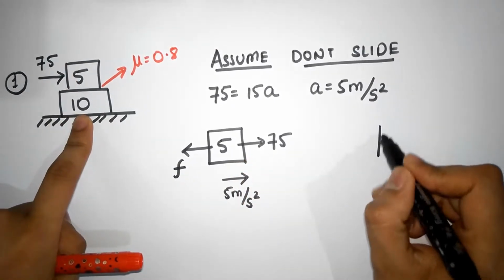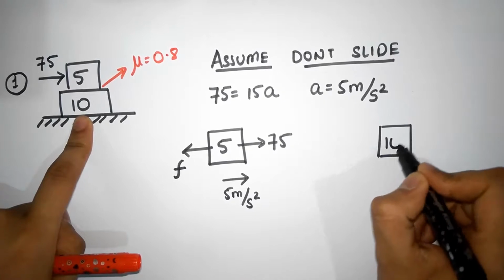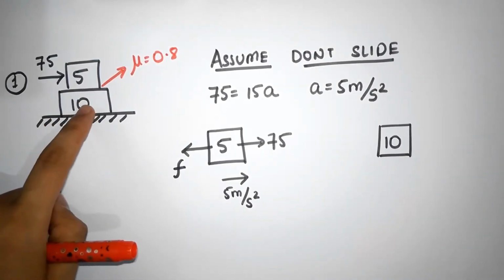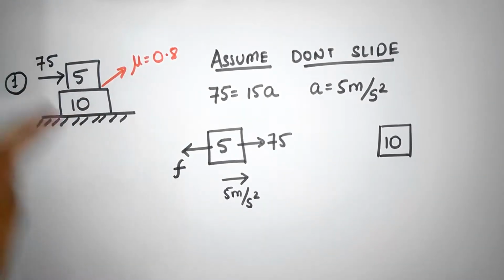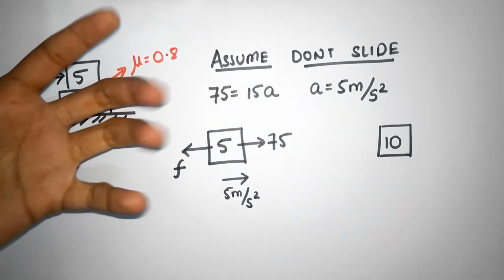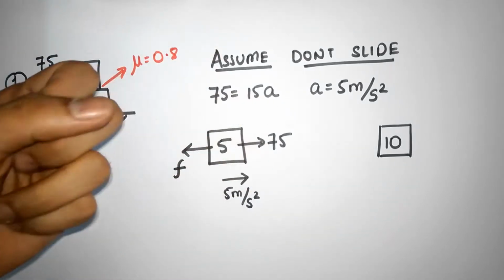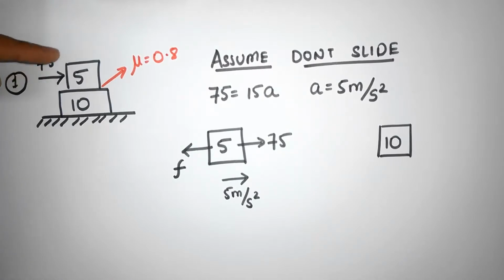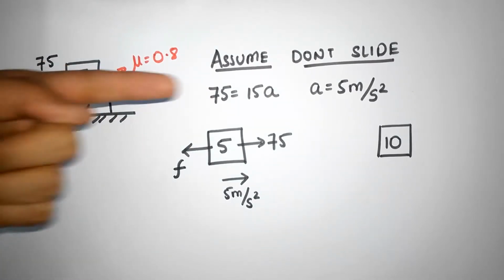Similarly, let me draw a free body diagram for this fellow, 10 kilograms. There's only one force acting on the 10 kilograms. Notice that because the 10 kilogram block is asking the 5 kilogram block to not accelerate, to pull back, the 5 kilogram block instead is asking the 10 kilograms to go forward.